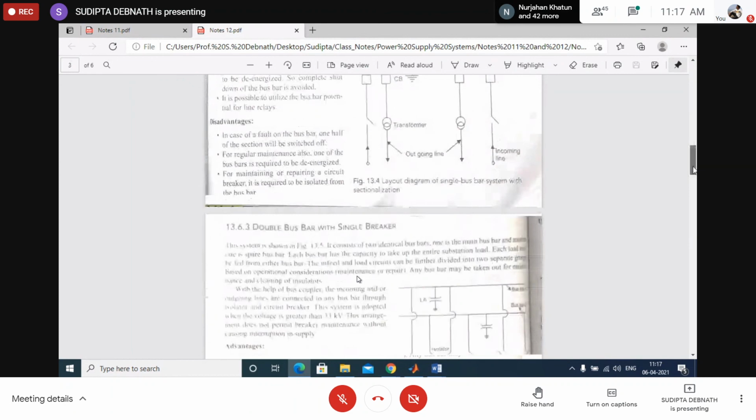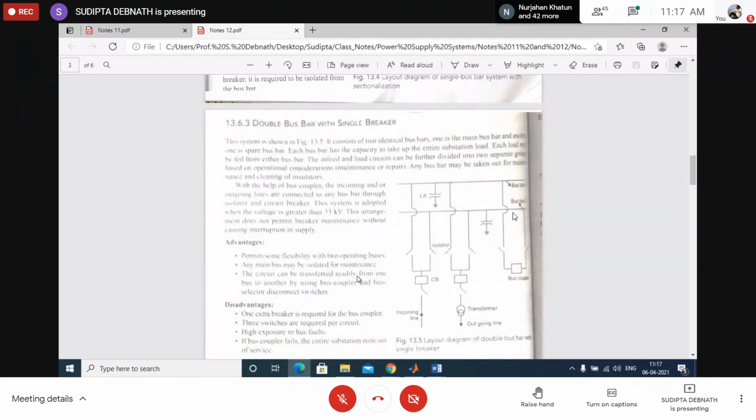Now this is double bus bar arrangement. See, 2 bus bars are there and the others are the same. This is the incoming line, this is the outgoing line, and this is the bus coupler. There are actually 2 buses, but one acts as the main bus and another as the spare bus. For maintenance, this bus coupler acts and the whole load is shifted to the spare bus. Then after the maintenance work, the load is shifted back to the main bus.